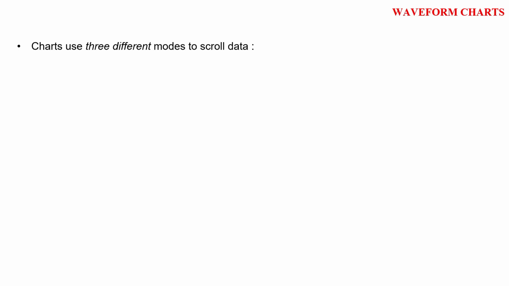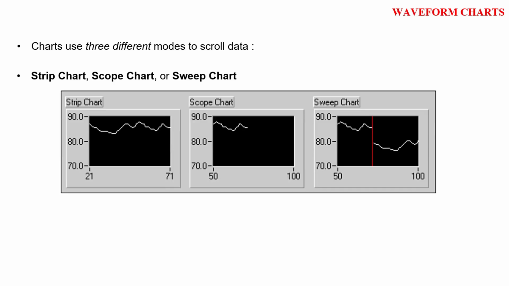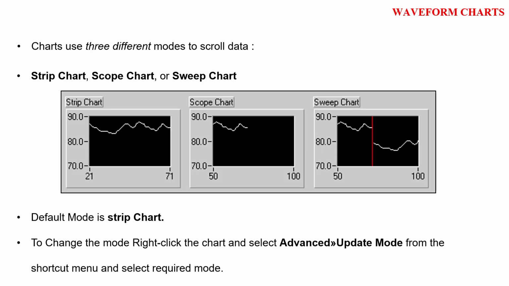Charts use three different modes to scroll data. Those are step chart, scope chart, or sweep chart. The default mode is a step chart. To change the mode, right-click the chart and select Advanced, then Update Mode from the shortcut menu and select the required mode.